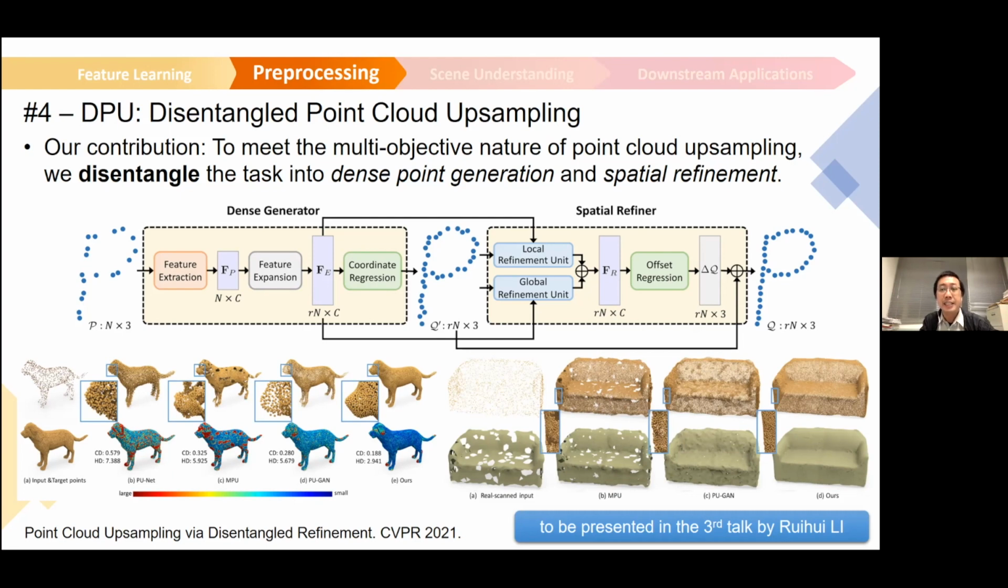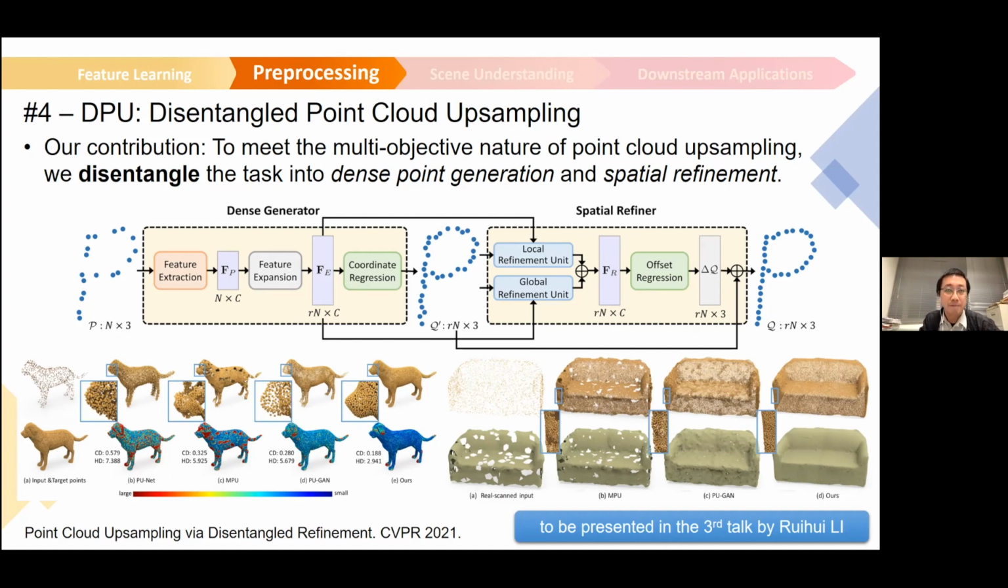our new idea here is that we propose something we call the DPU. D means disentangle, to disentangle the complex point cloud upsampling task by formulating two cascaded subnetworks, which include a dense generator and a spatial refiner. Here you can see extensive qualitative and quantitative results on both synthetic and real scan data demonstrating the goodness of our method over the previous work, which is PU-GAN and PULAT and so on. Again, this work will be presented in more detail in the third talk today, so that's why I will skip the detail.